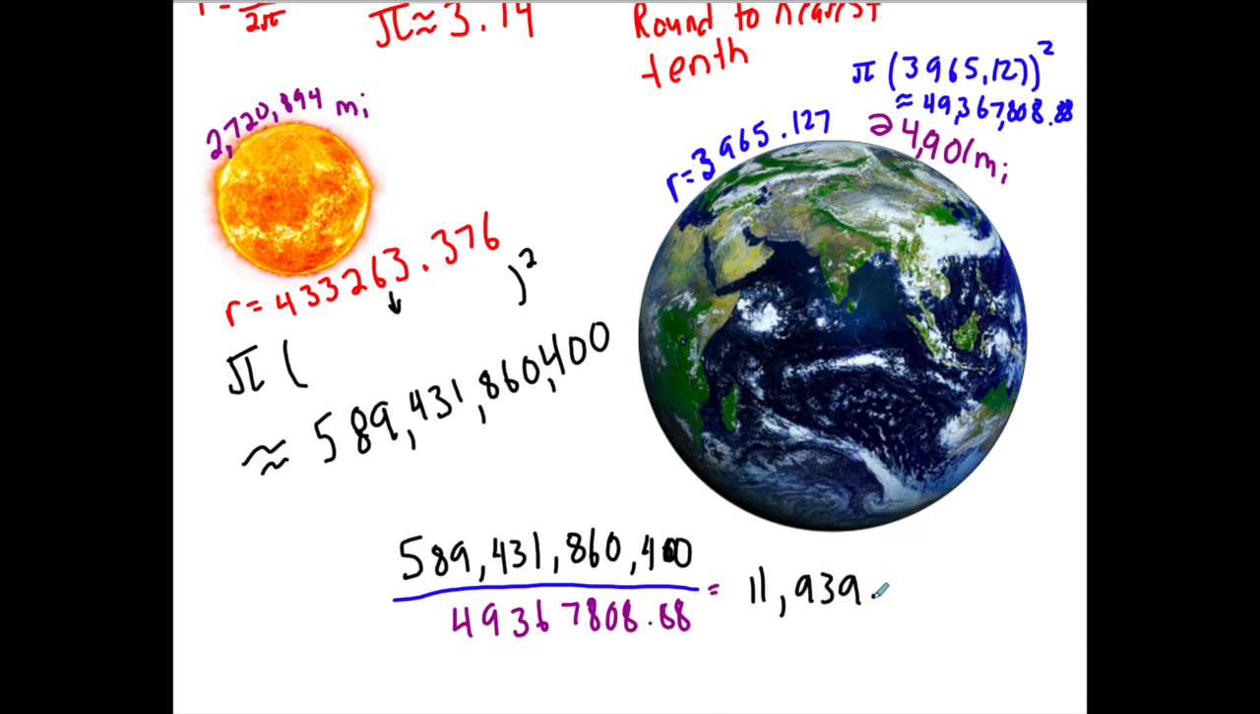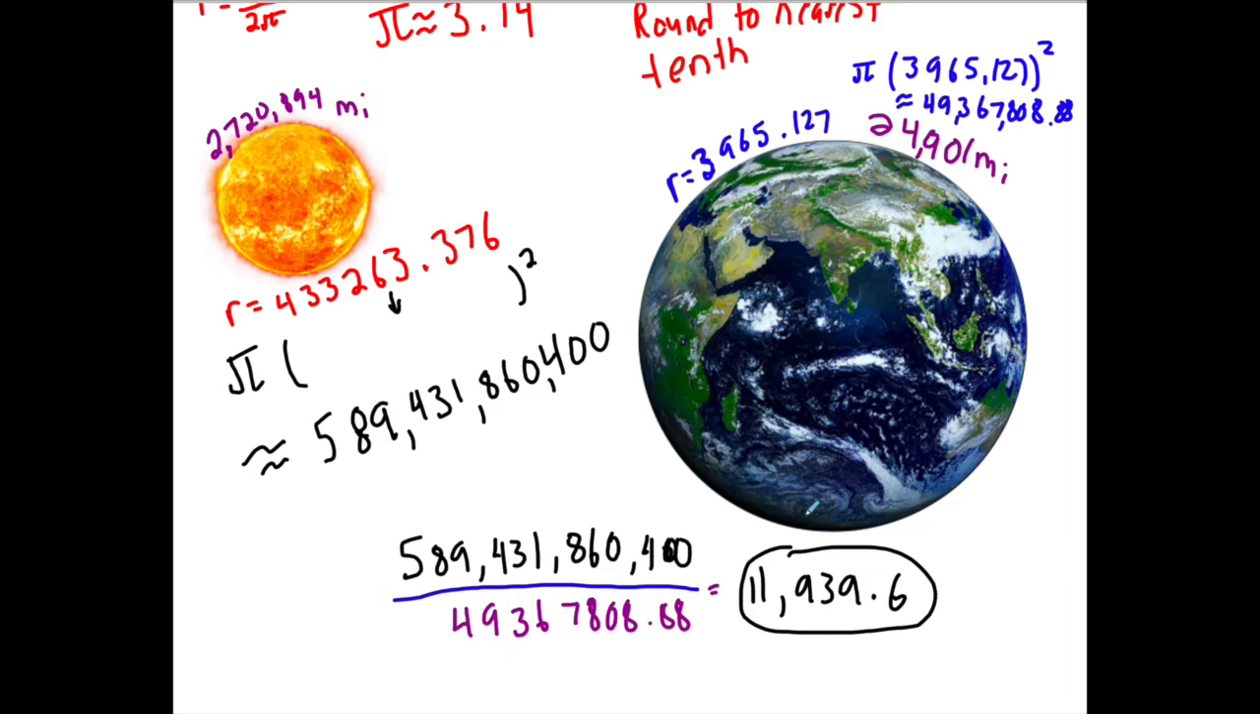And I've got 11,939.599, and I want to round to the nearest tenth. So in other words, the area of the Sun is about 11,939 and 6/10 times the area of the Earth, right?